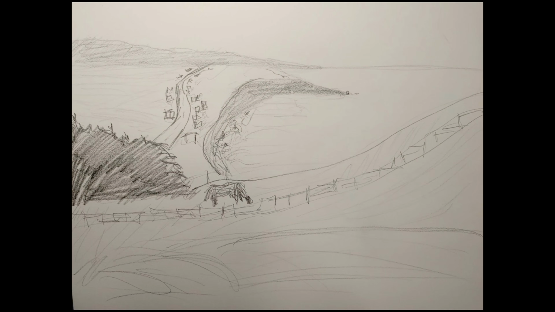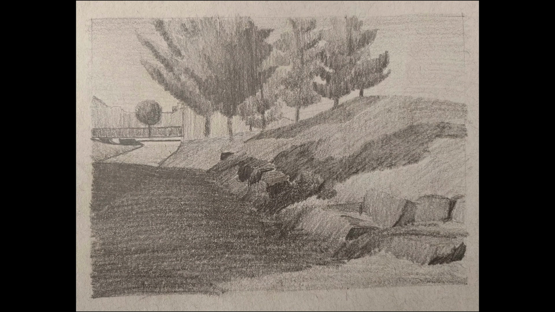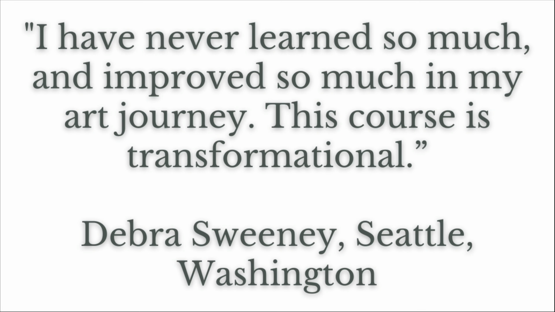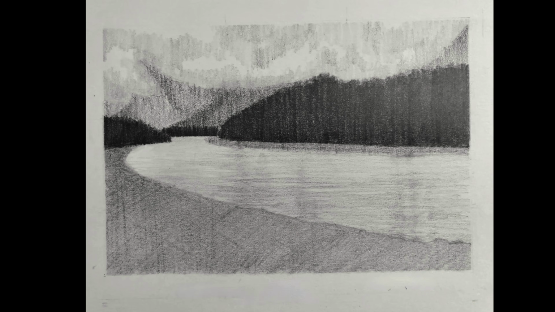But look at this. Before the course, you can sort of read it, maybe, but it isn't easy to see what it is. And then 6 weeks later, in terms of a compositional structure using value shapes, looking at the drawing, you'd say, okay, this person now has a pretty good chance of translating that into paint. They've seen and understood what they're looking at. Deborah Sweeney of Seattle, Washington said, I have never learned so much and improved so much in my art journey. The course is transformational.